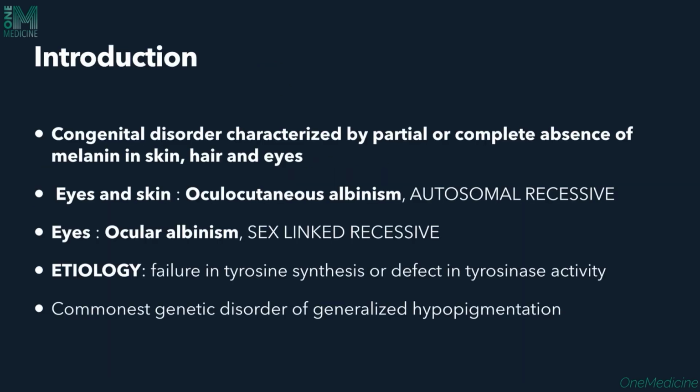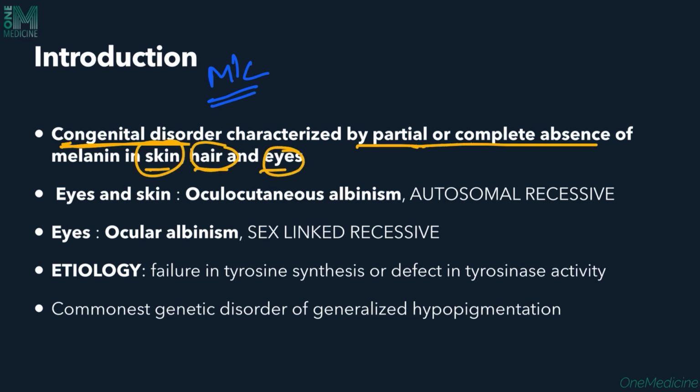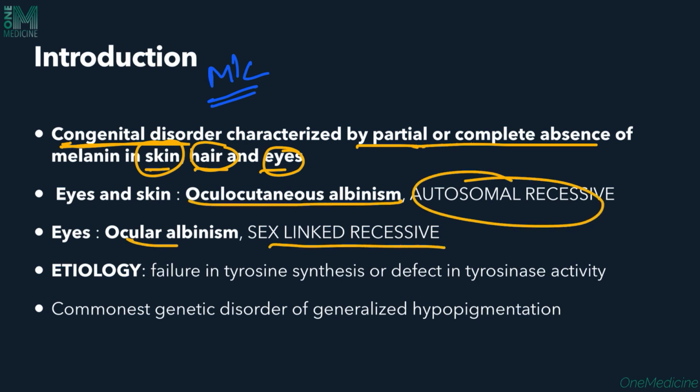Next is albinism, which is one of the most common disorders of hypopigmentation that we see. Here the patient will have a congenital disorder of either partial or complete loss of melanin pigmentation in skin, hair and eyes. So all these three structures would be affected here. If only skin and eyes are affected, it is called oculocutaneous albinism, which is autosomal recessive. If only eyes are affected, it is X-linked recessive.